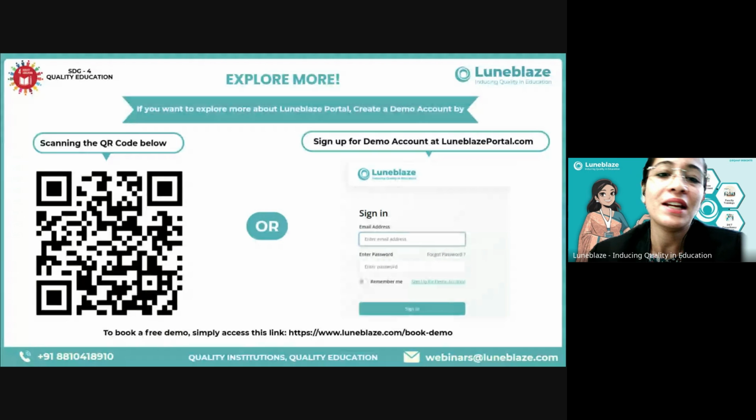And we finally hope that today's session, along with the hands-on opportunity, gives you a clear understanding of how Luneblaze simplifies SQAAF implementation, making the entire process not just easier, but also more meaningful and sustainable. Let's now move ahead to the next part of our session.